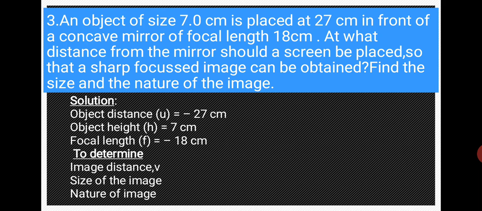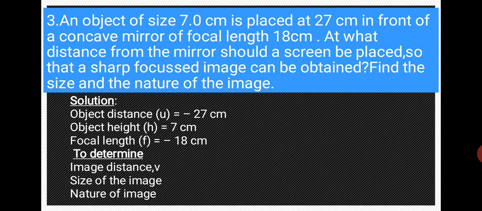In a concave lens, you have focal length minus, and in a concave mirror also focal length is minus. In a convex mirror and convex lens, focal length will be taken as plus. So that is the difference.